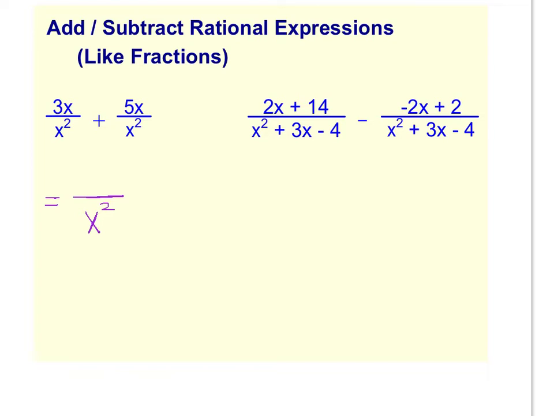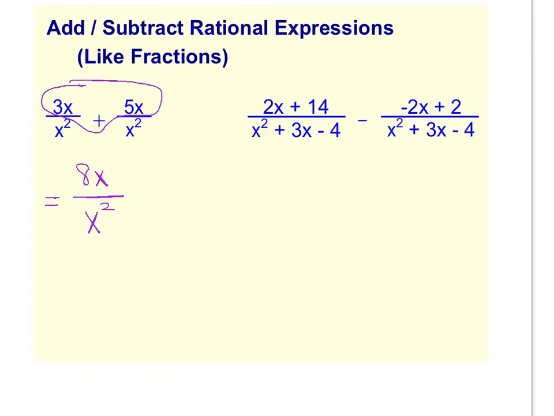Now the numerator, what we do is we just take the numerators of our two fractions, the 3x and the 5x, and we're actually going to add those together. So 3x plus 5x gives us 8x. So we've added our two fractions together. We already had the common denominator, so we have 8x over x squared.